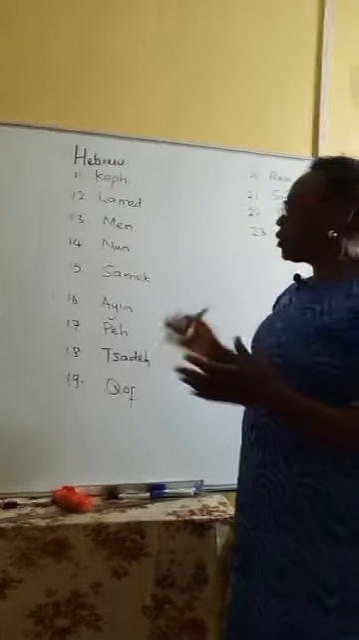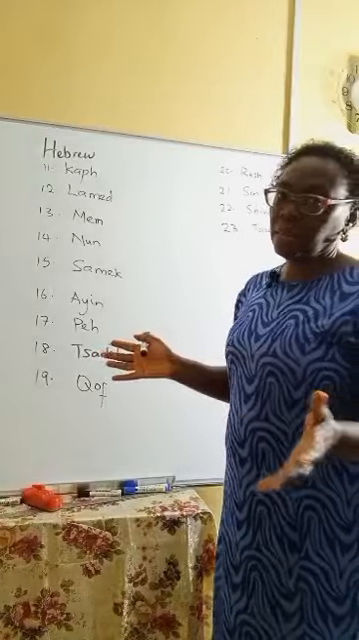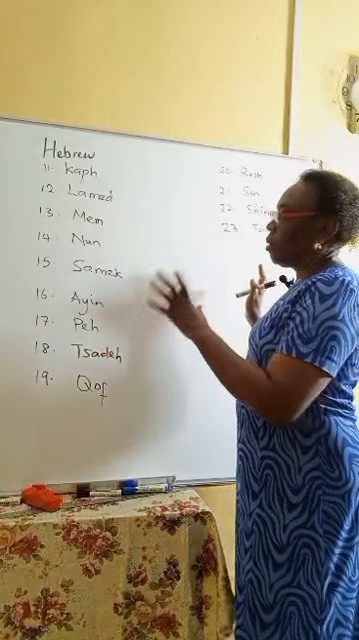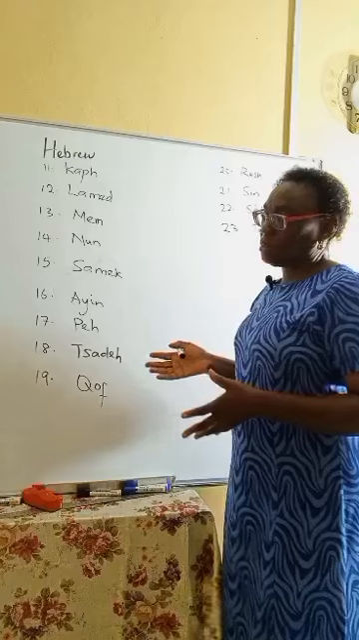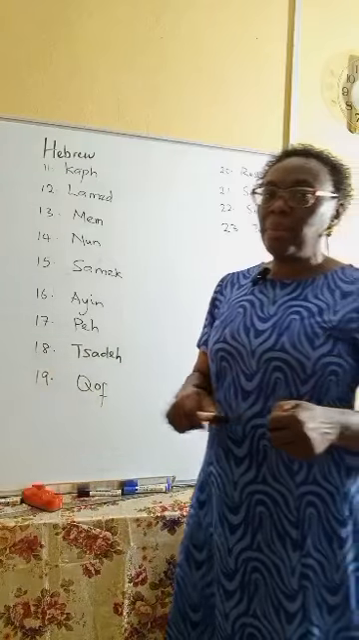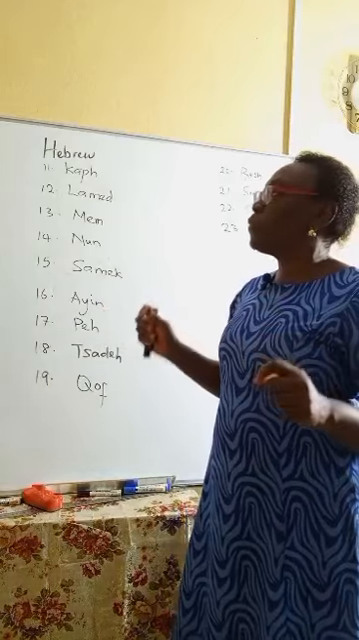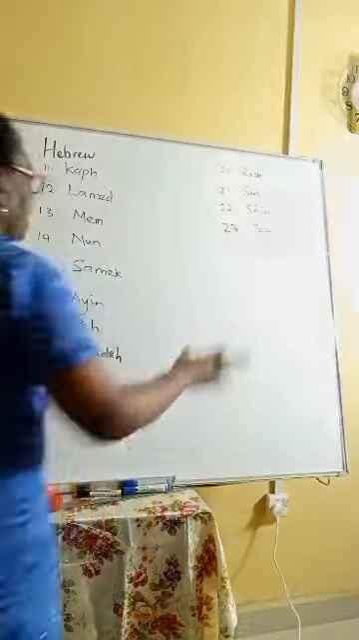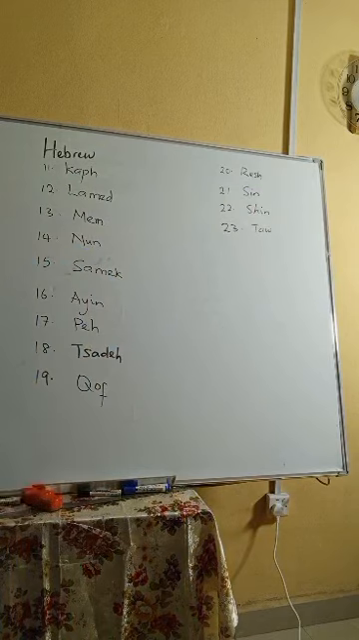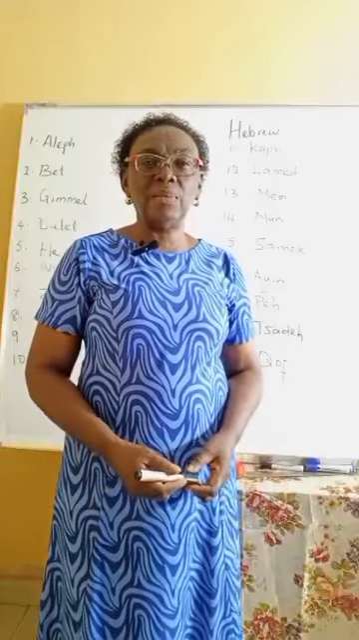These are the 23 letters of the Hebrew alphabet. In the next segment, we shall go on to write them out in terms of their form. All we have learned here are the names. Just as we did in Greek, where the letters have names, these also have names.